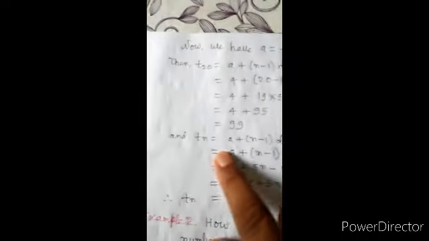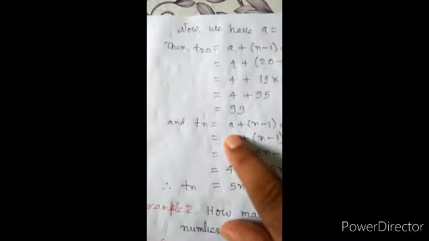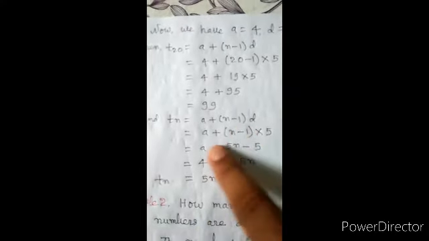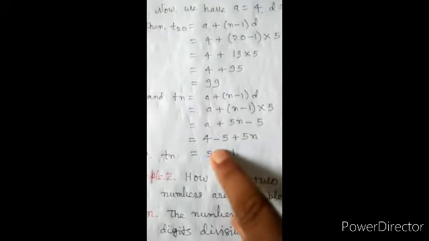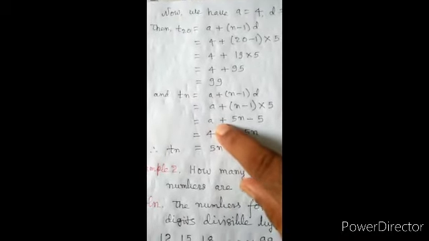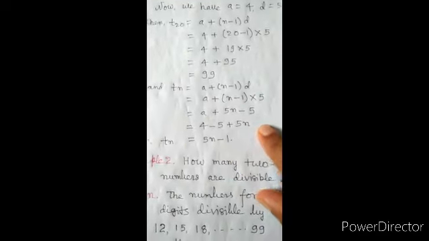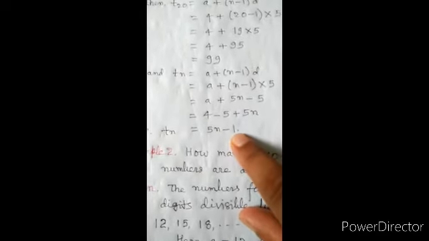And Tn, now generalize it, Tn is equal to A plus n minus 1 D is equal to A plus n minus 1 into 5, is equal to A plus 5n minus 5. A is 4 given, 4 minus 5 plus 5n, hence Tn is equal to 5n minus 1. This is general term Tn.